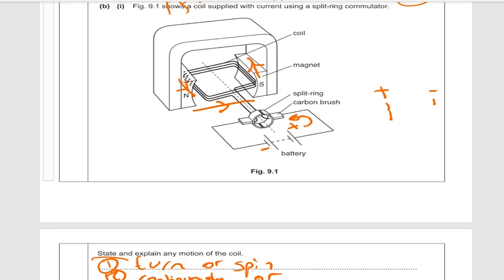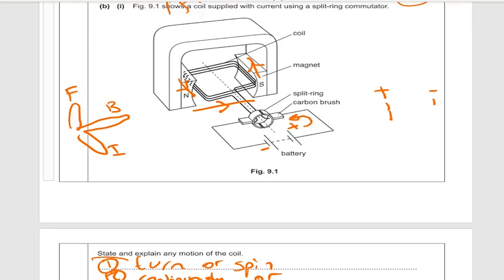So then I'm going to use Fleming's left-hand rule. You're going to need to remember Fleming's left-hand rule. Which finger is this? FBI. F stands for force, B stands for magnetic field, and I stands for current. So I'm going to line that up with the directions in the diagram.